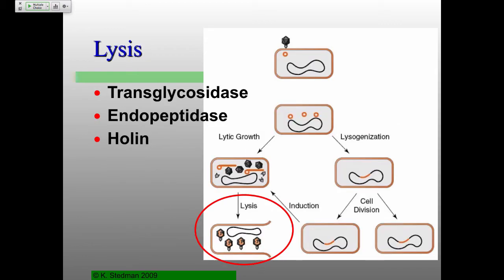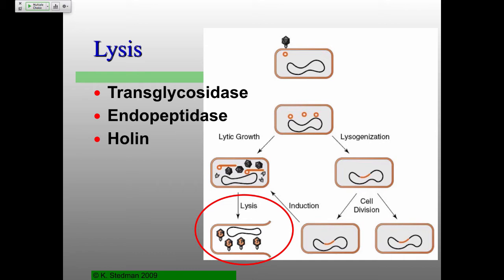So we finally got our virions. How do they get out? Turns out that this is, again, very similar to what we've talked about before. There's a peptidase that breaks down the peptidoglycan. There's a holin that forms in the membrane, and it escapes, basically making that hole. And just like we've seen before, it's the timing which is really important here. You build up enough of these holin proteins in order to make a hole.